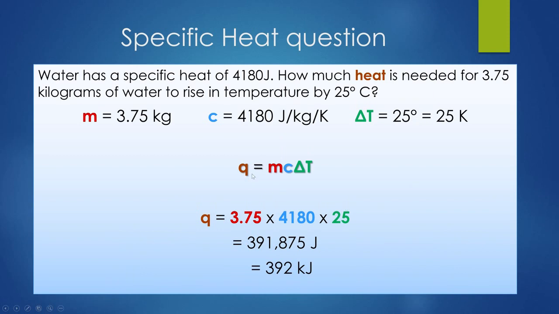Anyway, so here's our equation. Substitute mass in, substitute specific heat in, substitute change in temperature in, and we end up getting 391,000 joules or 392 kilojoules. We can pause that and have a closer look if you'd like to.